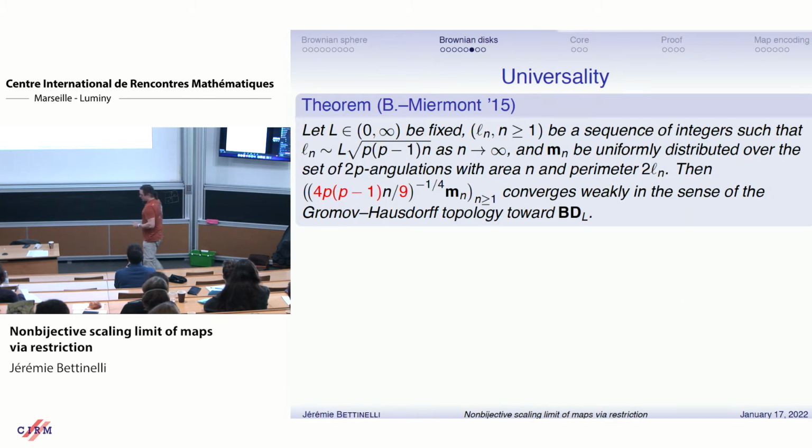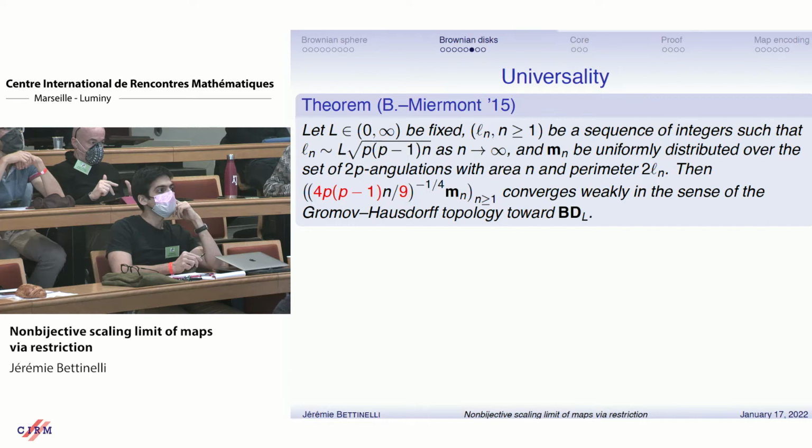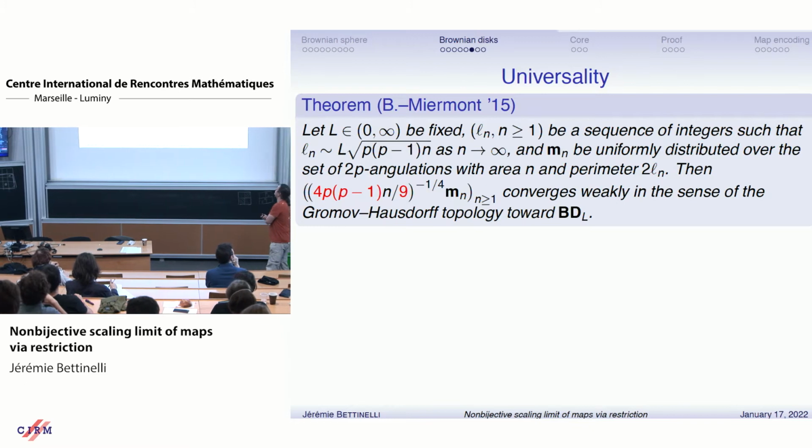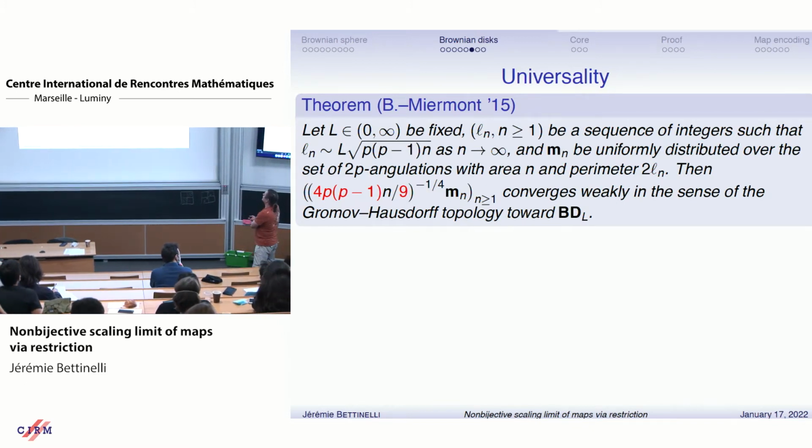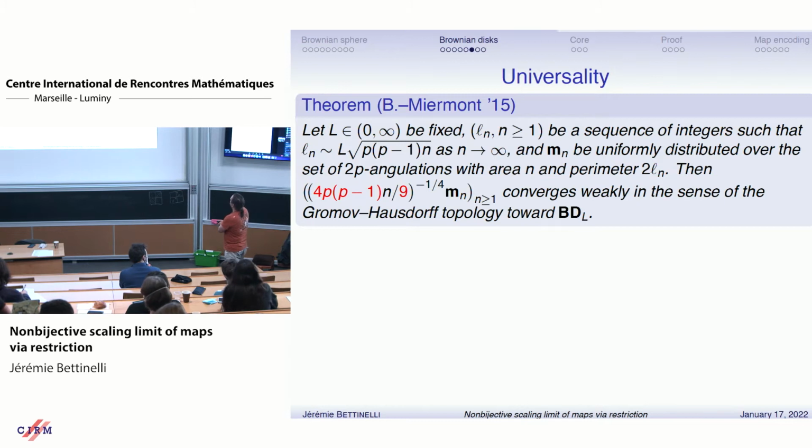Okay. We also have many results of universality in this case. For instance, this is a result with Gregory. If you take, instead of a quadrangulation with a boundary, a P-angulation with a boundary, where P is an even number, then you also have convergence to the same Brownian disk. Only the scaling factor is different. The scaling factor is the thing that depends on the model.